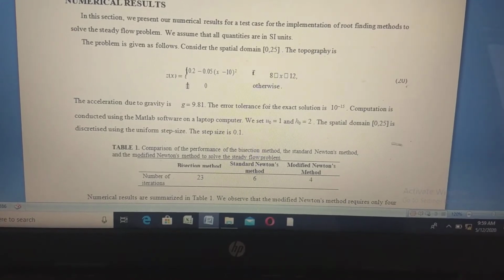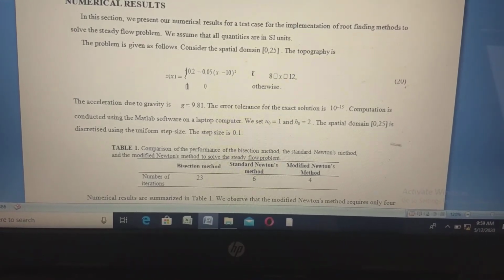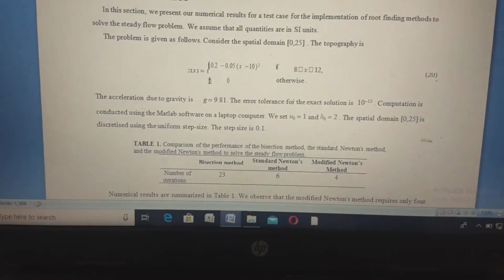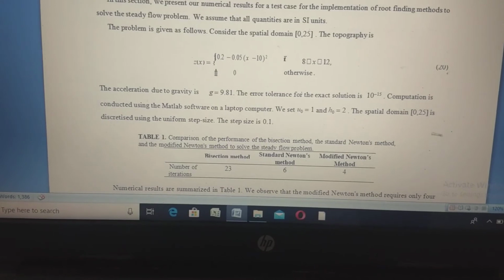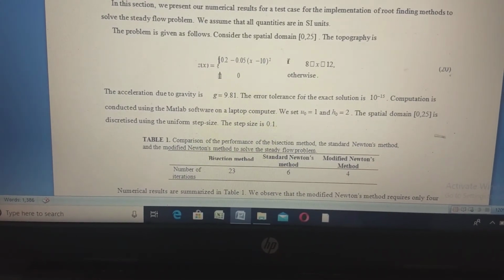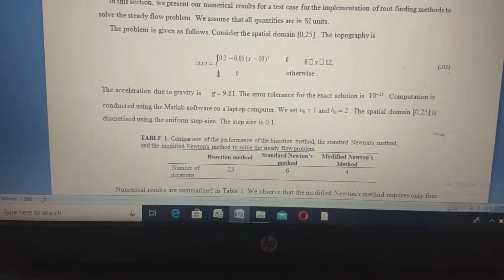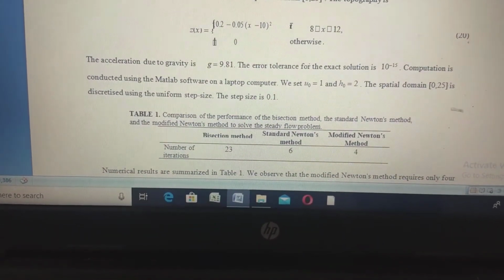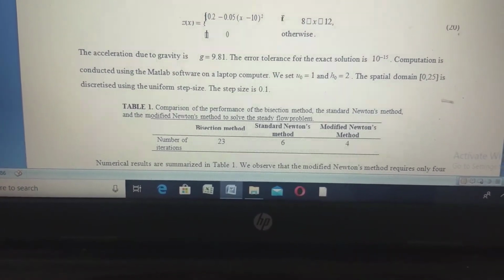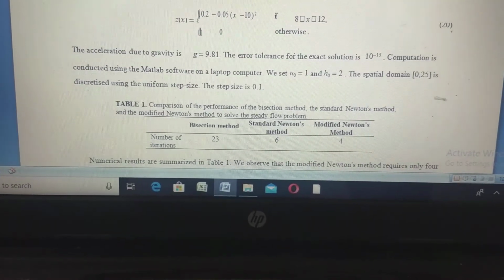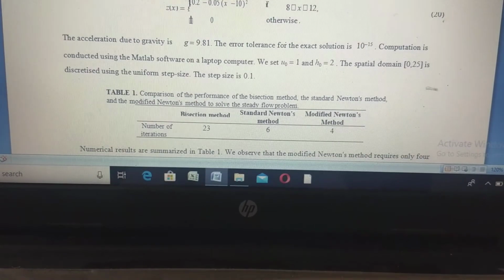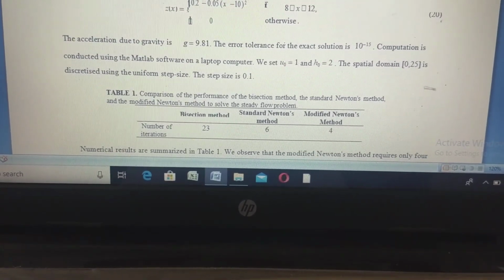Consider the spatial domain 0 to 25. The topography is z of x equal to 0.2 minus 0.5 times x minus 10 whole square, for 0 less than or equal to x less than or equal to 12, and 0 otherwise. The acceleration due to gravity is g equal to 9.81. The error tolerance for the exact solution is 10 power minus 15. Computation is conducted using the MATLAB software on a laptop computer.